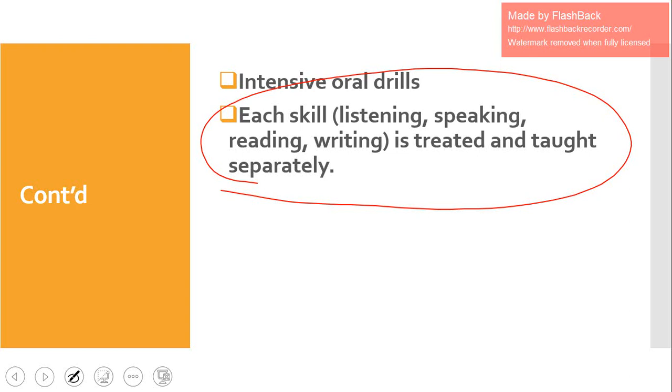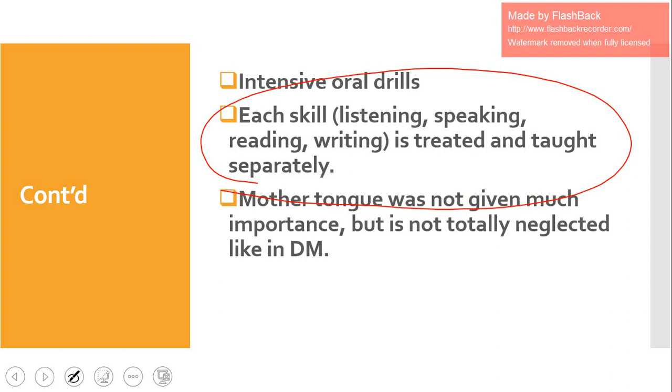In previous lectures we discussed that the direct method gives importance to two skills. Which skills? Listening and speaking. On the other hand, the GTM method gives importance to writing and reading. So this method was unique in that scenario, that it gives importance to all four skills. Next, the mother tongue was not given much importance. We don't use the mother tongue so much in that method, but it is not totally neglected like in the direct method.